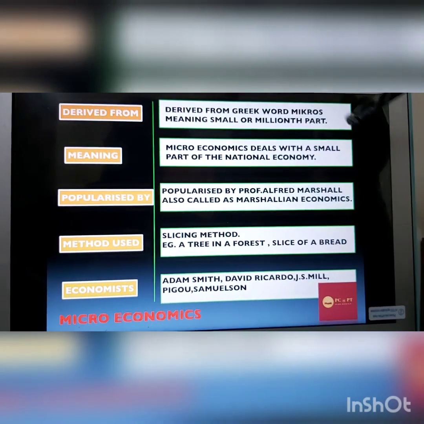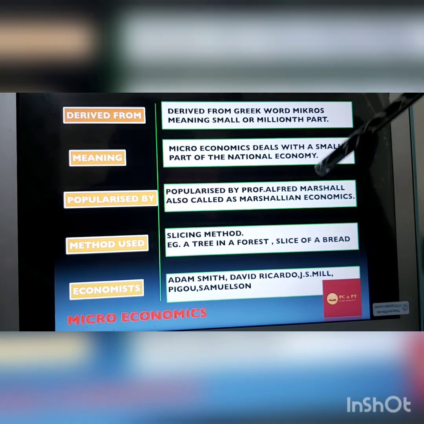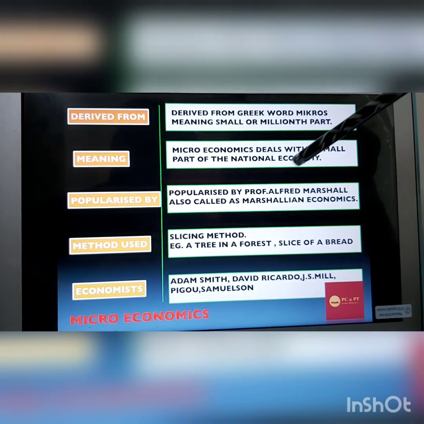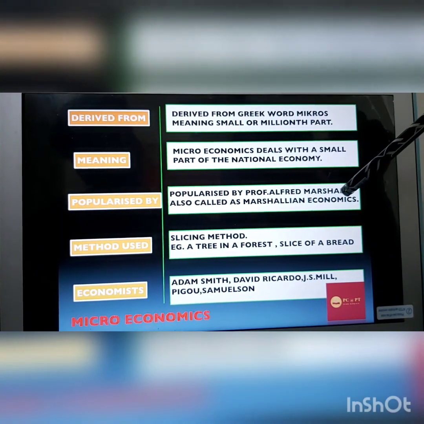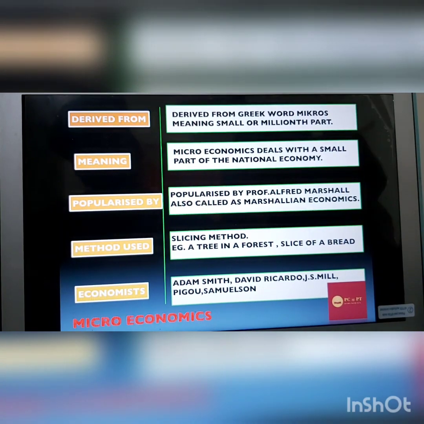So it deals with a small part of the national economy. Popularized by... what do you mean by popularized by? This subject was made famous by Professor Alfred Marshall. So microeconomics is also called Marshallian economics. Note it carefully with proper spelling.